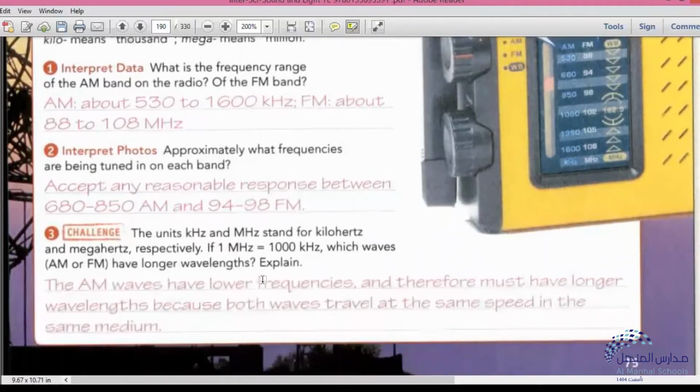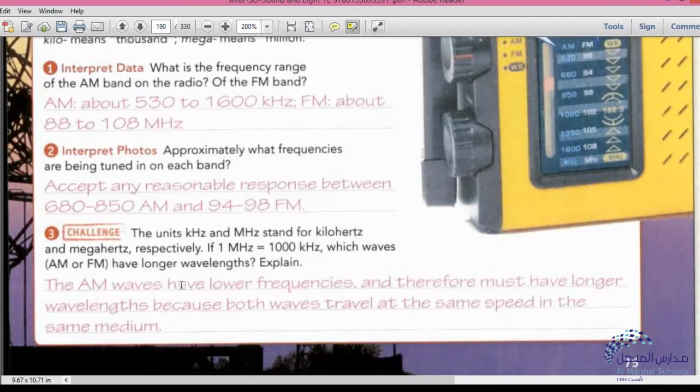The last question: the units kilohertz and megahertz. You use this abbreviation, kHz. We read it as kilohertz, but we will not write kilohertz every time. We are going to use a shortcut like that.